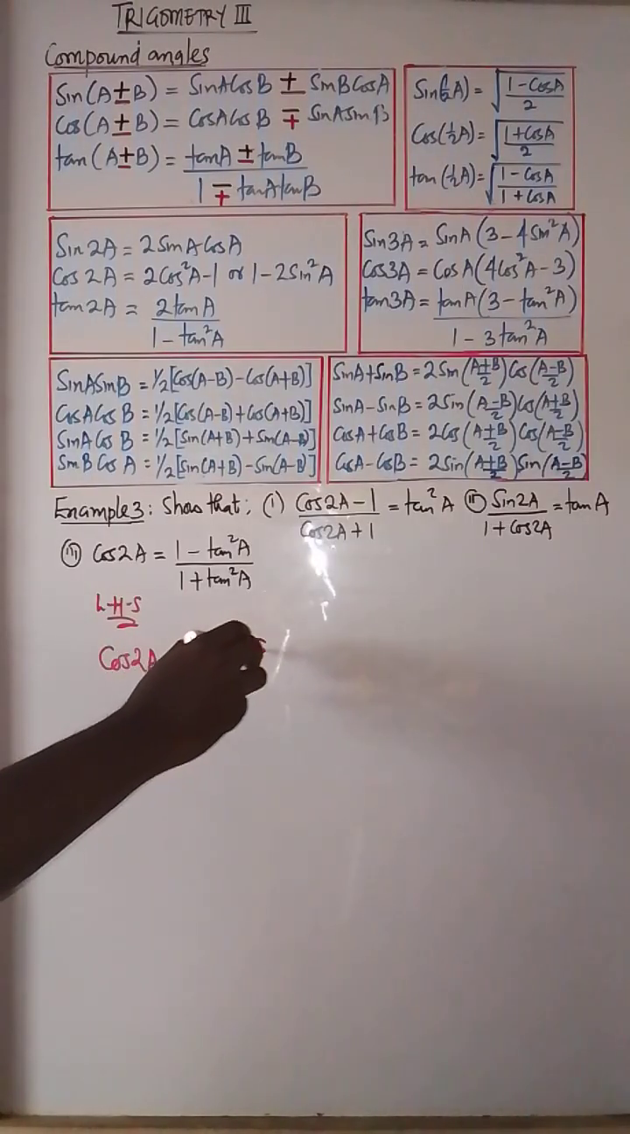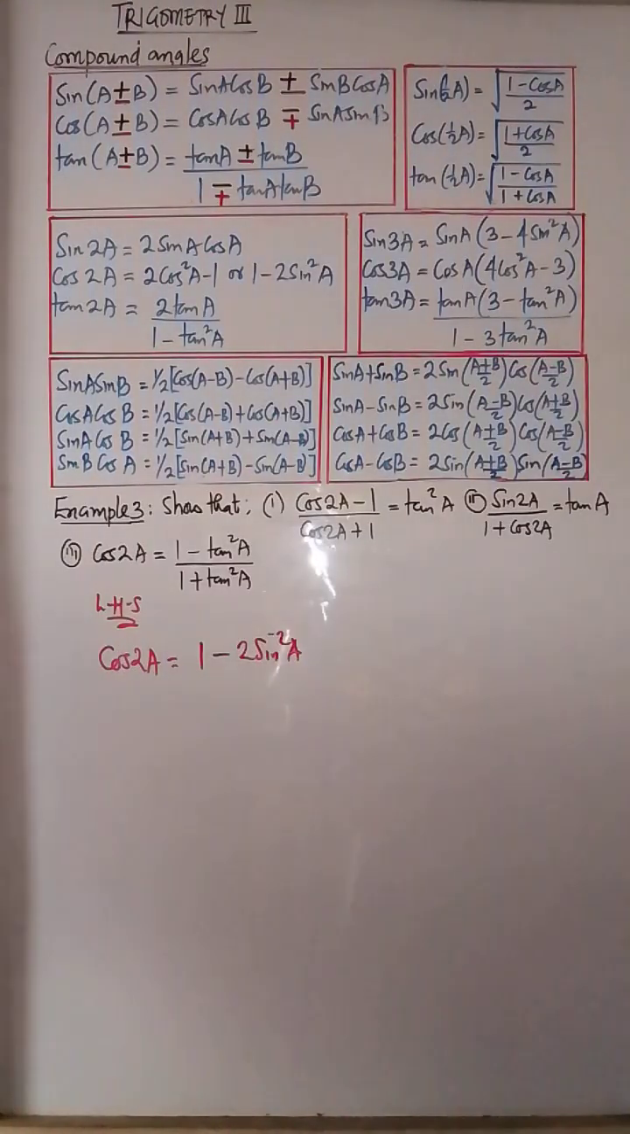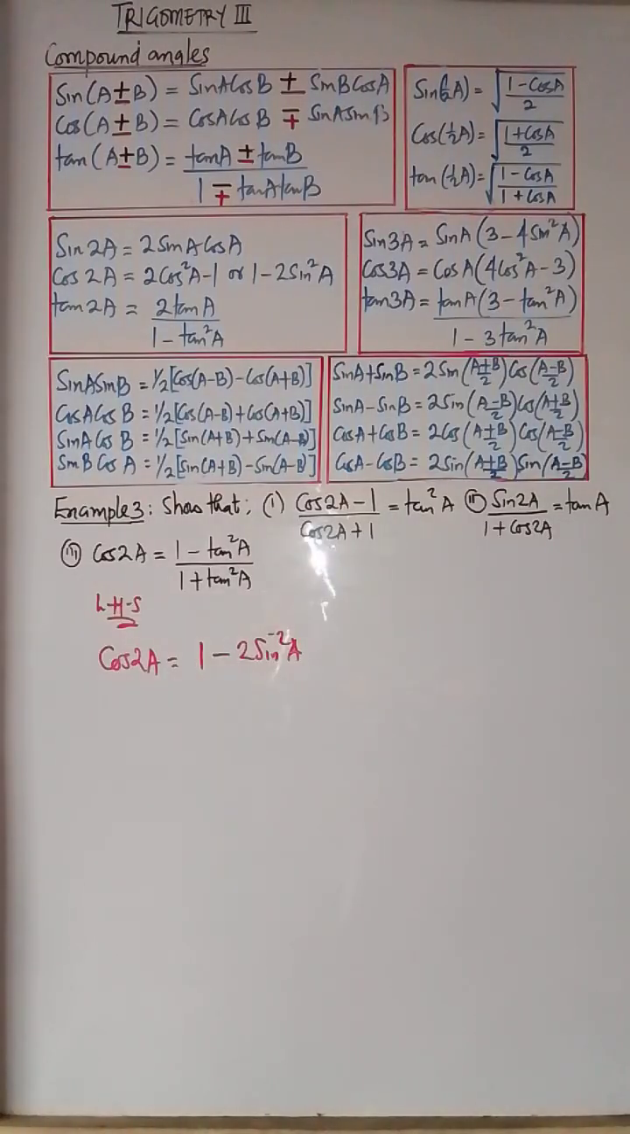1 minus 2 sine square A. Why am I using sine? Because I know that I want to get tan at the end of the day. And how do we get tan? Tan is sine over cos.